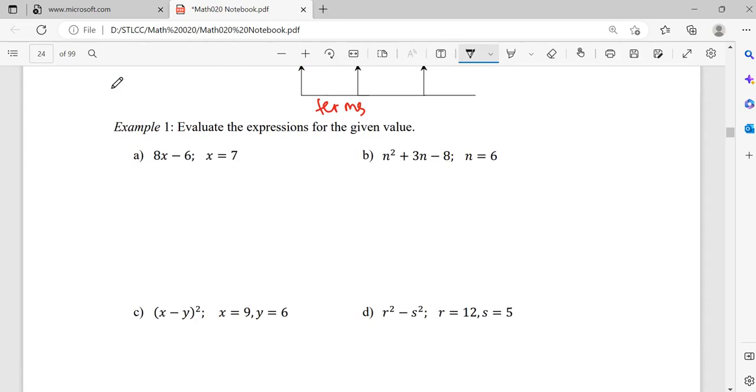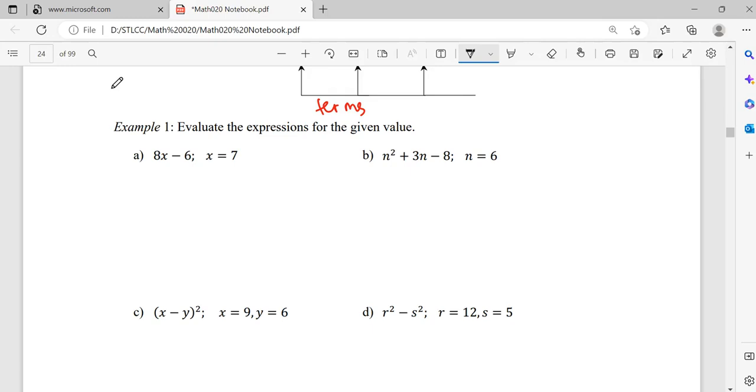In this series of problems, you will be given an expression and you will be given a particular value for your variable. Your task is to take that value, drop it in place of your variable, and evaluate your expression. So let's go ahead and look at the first one.